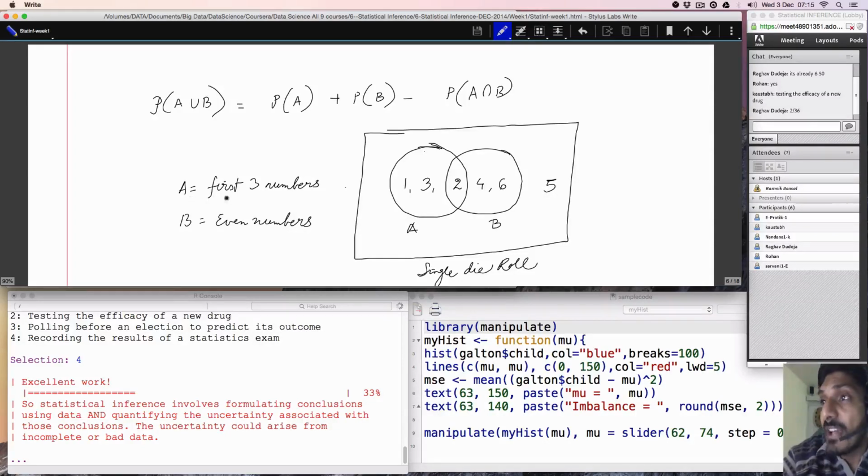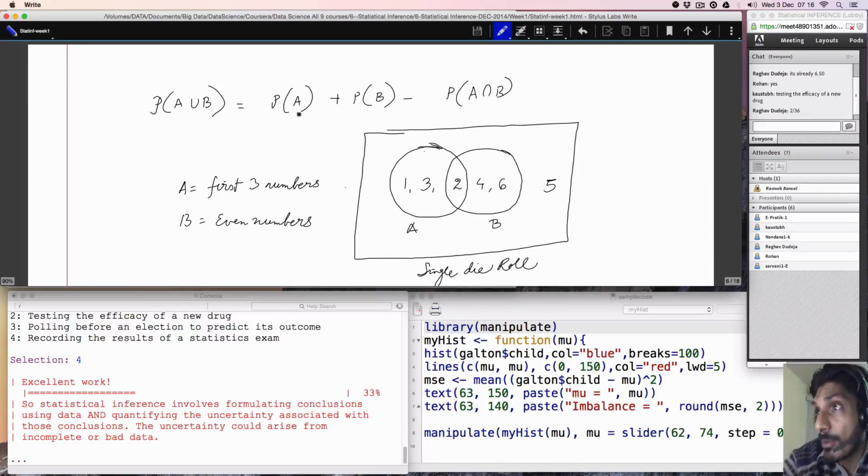Let me define A as the first three numbers, that is 1, 2, and 3, and B as even numbers. In that case, this is my A event, 1, 3, and 2. My B event will be 2, 4, and 6. So 2 is common here, right? And 5 is out of these two events. It is neither A nor B. This is the superset, we may say, whatever is left, right? So what I'm saying is A union B.